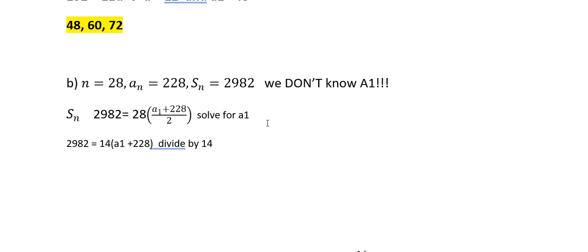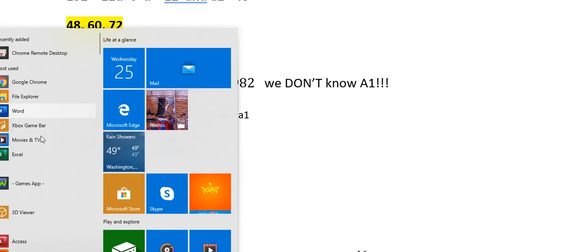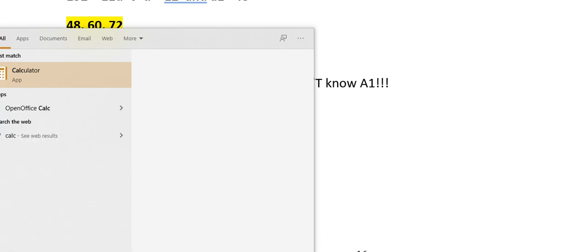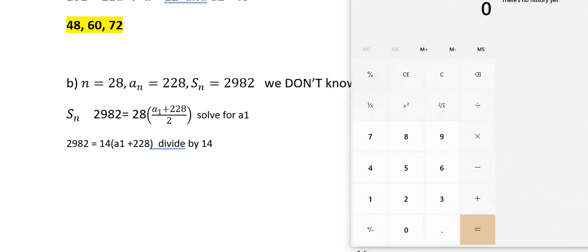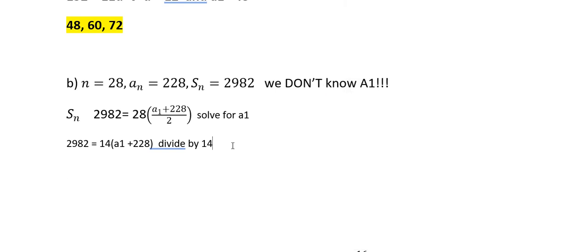So if we do 2982 divided by 14, we get 213. 213 equals a sub 1 plus 228, so then we just subtract, and we get that a sub 1 equals negative 15. Okay, we still need to find d.